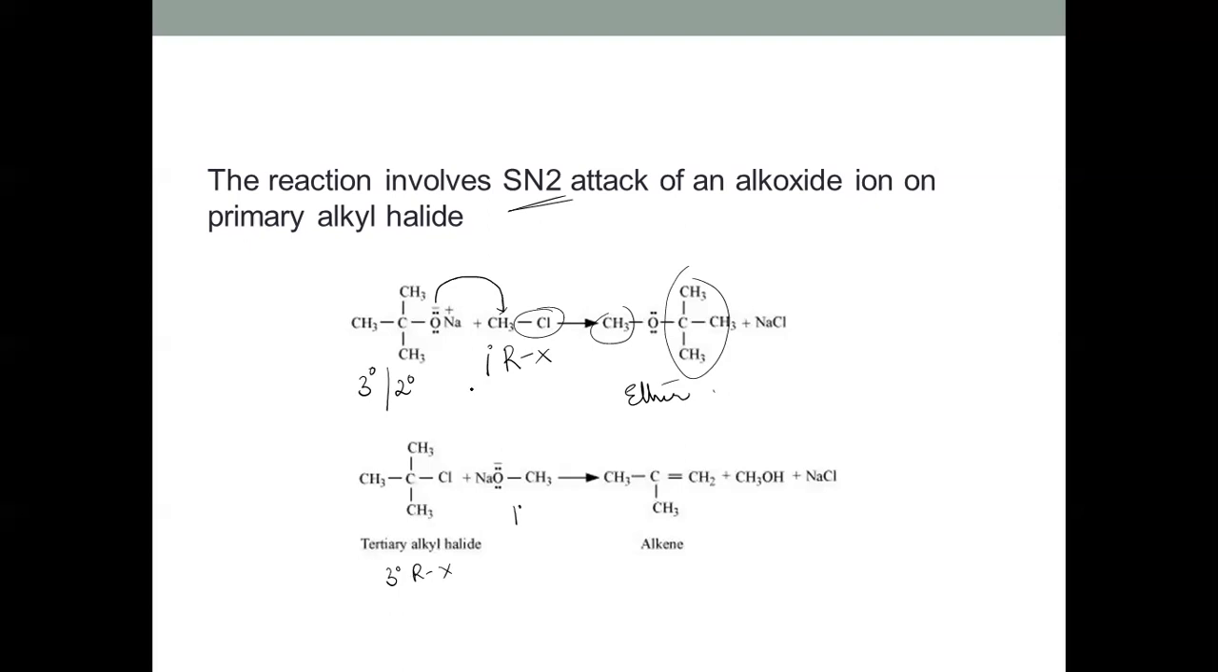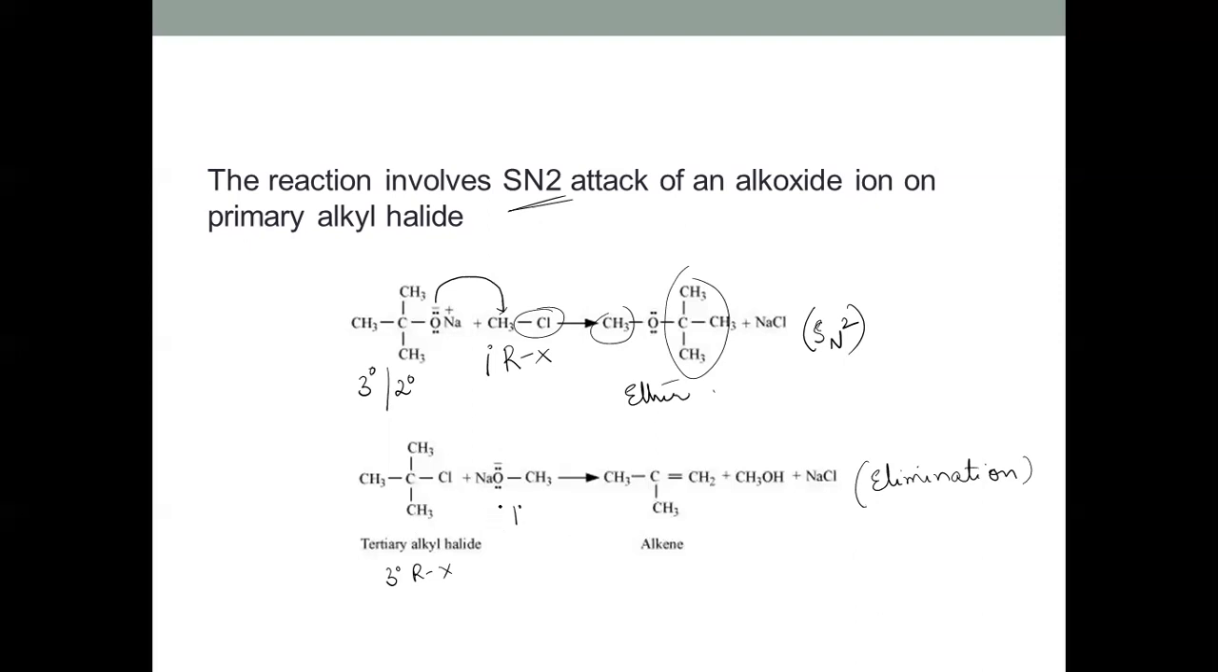If I'm taking a primary alkyl halide, we get an ether by means of SN2, that's a nucleophilic substitution reaction. But if I'm using a tertiary alkyl halide, I get an alkene by the process of elimination. So in selecting the reagents, we must be careful to use a primary alkyl halide and not secondary or tertiary. If we use secondary or tertiary, we get the elimination product, that is the alkene.